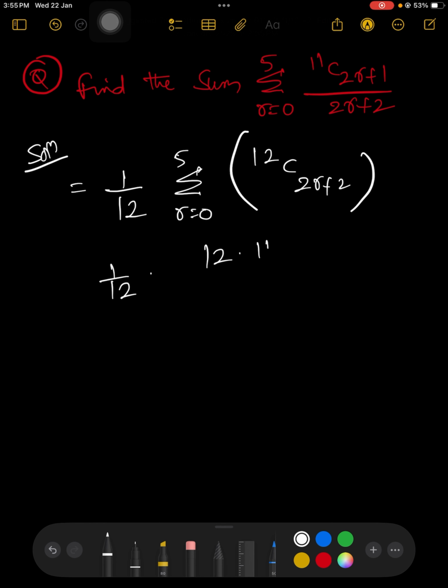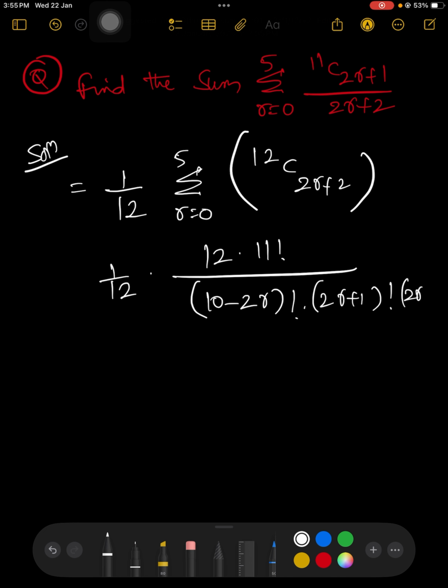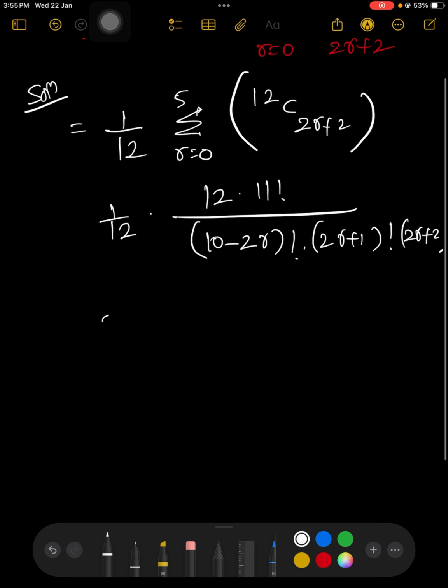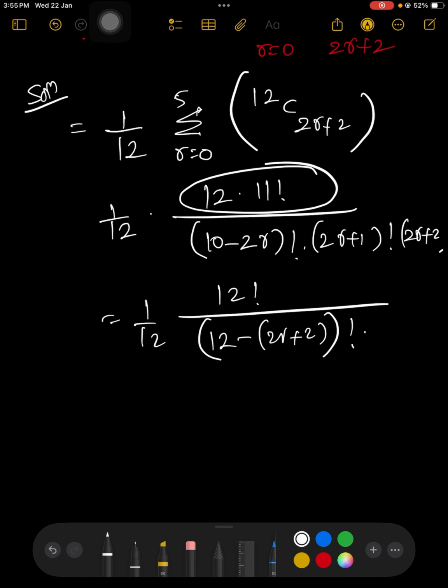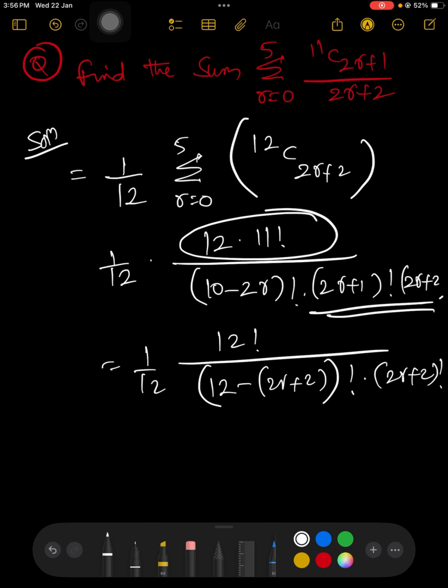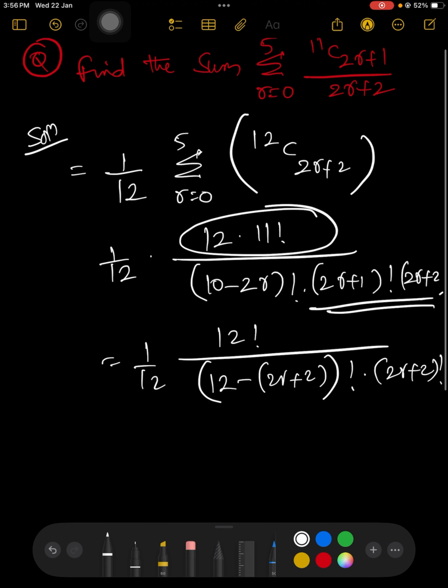12 into the numerator is 11 factorial, that is 11c 2r plus 1, okay, 11 minus 2r plus 1, that is 10 minus 2r factorial into 2r plus 1 factorial, and in the denominator they have given the 2r plus 2, right? So that 12 into 11 factorial will become 12 factorial, then 10 minus 2r factorial is nothing but 10 minus of 2r plus 2 whole factorial, and this term is nothing but 2r plus 2 factorial, so that finally this whole thing after multiplying and dividing with the 12, it will become like that.